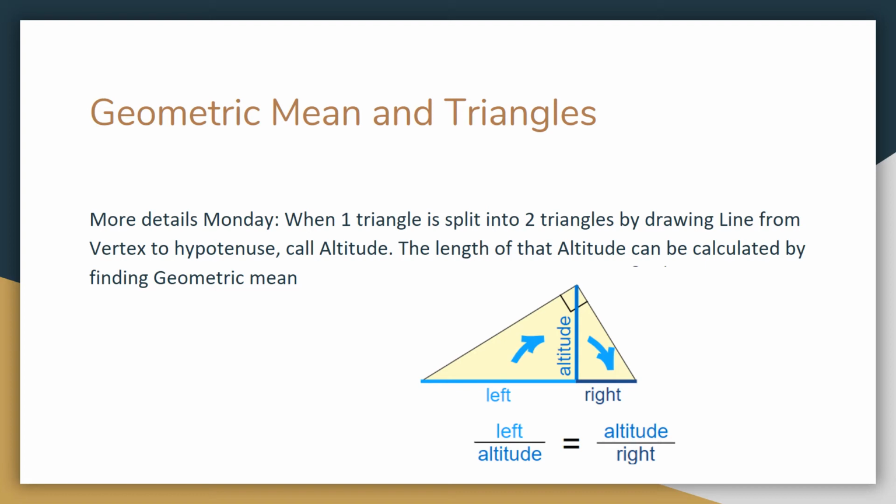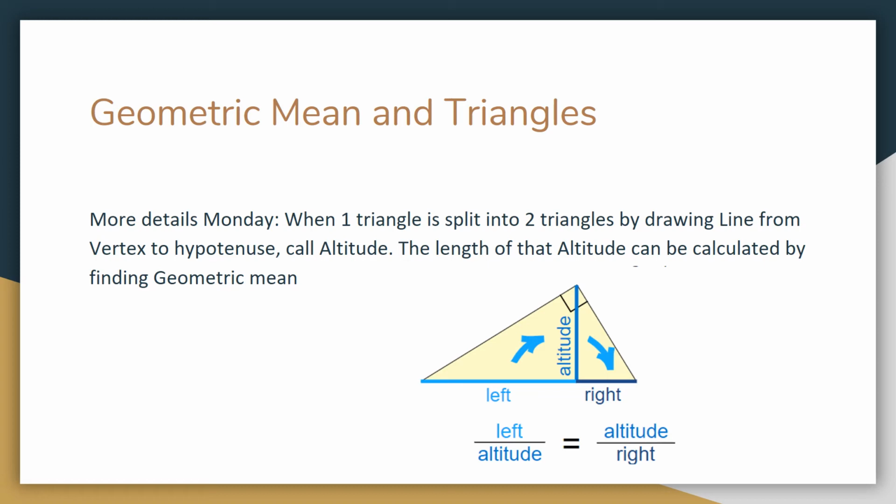So when I take one big triangle and I split it into two, I'm drawing this line from the right angle to the hypotenuse. And it's not splitting the hypotenuse into two equal parts, but it is splitting it up into what we consider a left and right part, or whatever you want to call it.